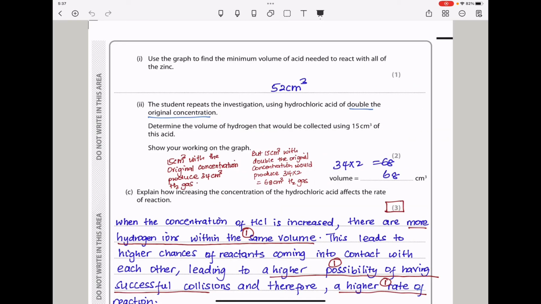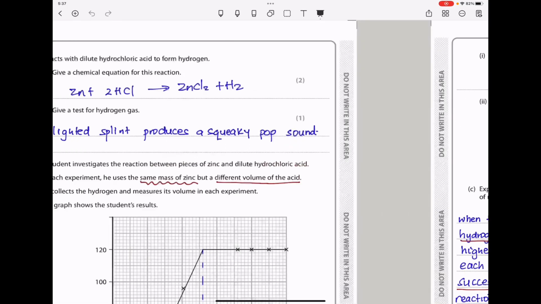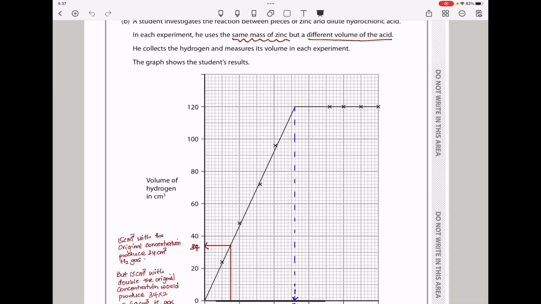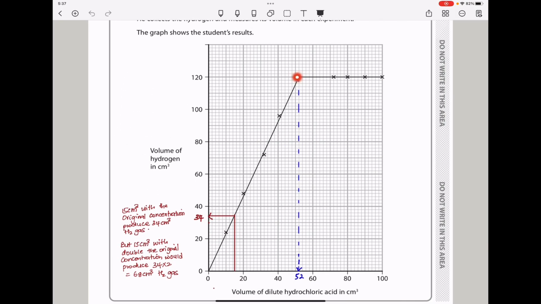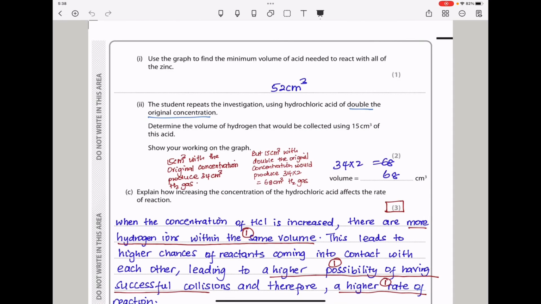Here they say, use the graph to find the minimum volume of acid needed to react with all the zinc. So if we go back here, again, all the zinc must have reacted at this point. So we go down here to find the volume, and that is 52 centimeters cubed of hydrochloric acid should have been added in order to obtain 120 centimeters cubed of hydrogen. So I wrote 52 centimeters cubed.